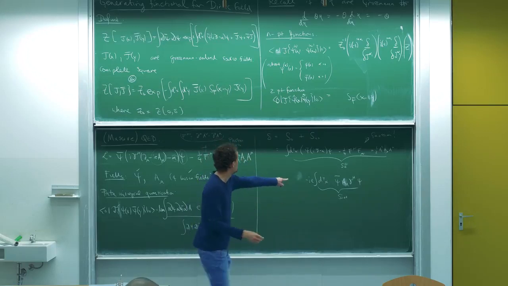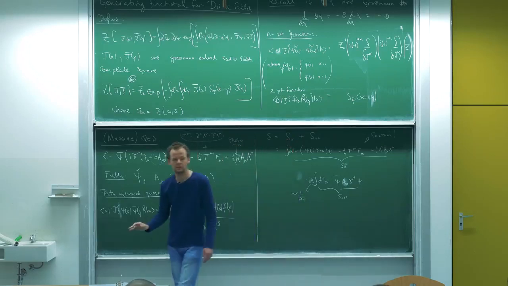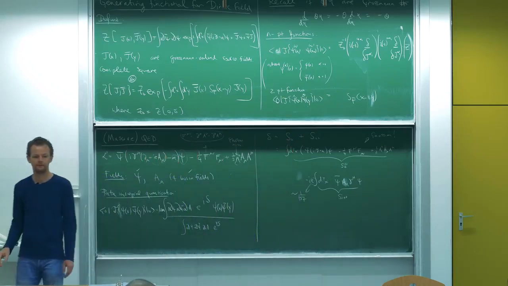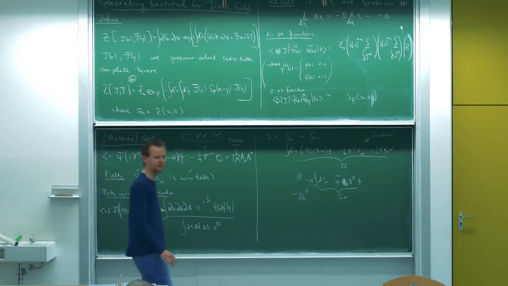And this is small. E is the fine structure constant, which is 1 on 137 approximately. So it's really small, right? We can expand in the smallness of E.